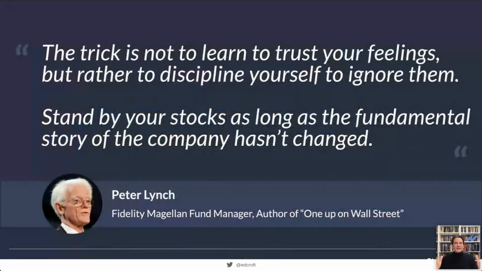Now, the trick here, as Peter Lynch said, is not to learn to trust your feelings in stocks, but rather to discipline yourself to ignore them. Stand by your stocks as long as the fundamental story of the company hasn't changed. And if you haven't read One Up on Wall Street, it really is an investment classic, and should be in everyone's library. It's a brilliant read. He was a great writer. He believed in the fundamentals. He also believed in the narrative behind the company too. But a very fundamentally driven investor, and a real inspiration to what we do.